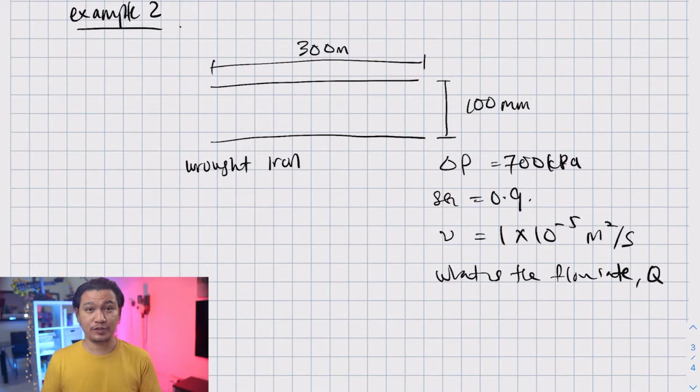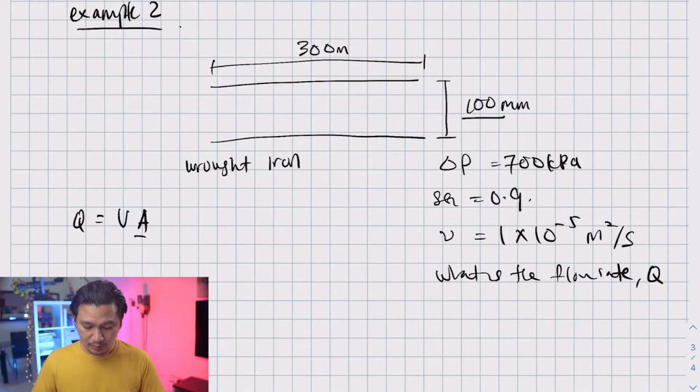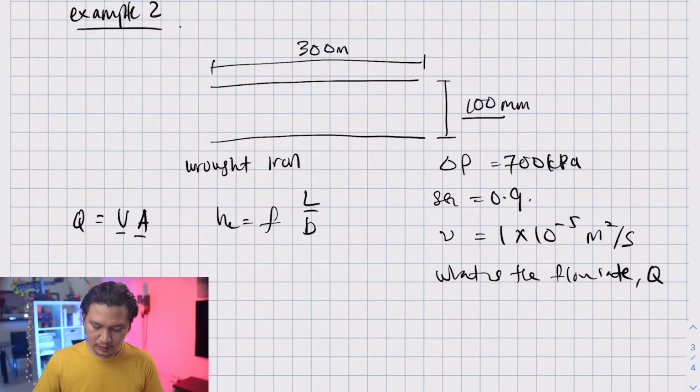Okay, now how do we solve this problem? Now, first of all, let's look at the equation for flow rate. This is Q equal to velocity times area. I believe we already have area because the diameter is given, that is 100 millimeter. But we do not have velocity. And how do we find velocity? It has to be from our losses. That is HL equal to f times L over D times V squared over 2g. So this is where we find our velocity.